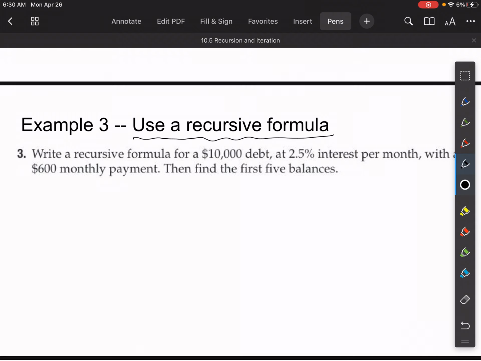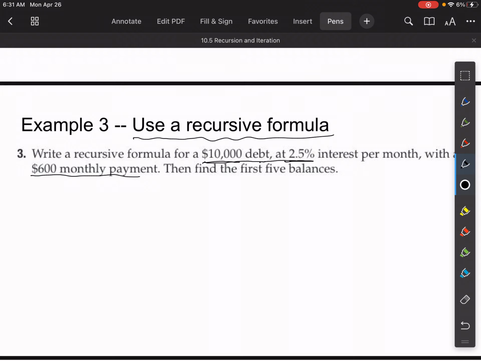So example 3, this is something that you could all use on a future budget, perhaps, or something related. So this says, write a recursive formula for a $10,000 debt. Hopefully you don't ever have that, but $10,000 debt, maybe it's a mortgage, I guess, or a car, but hopefully you're not doing that either. But anyway, $10,000 debt, 2.5% interest, which is actually kind of what a home loan is right now, actually. I think that's what my interest payment is, with a $600 monthly payment. Then find the first 5 balances.